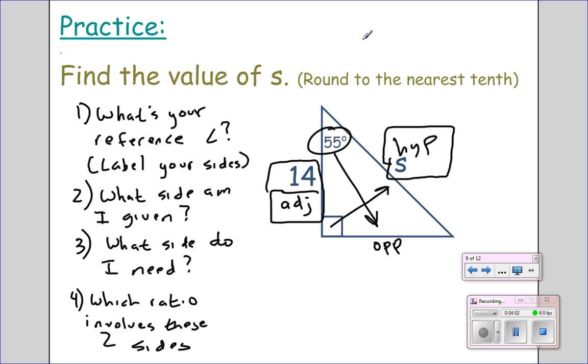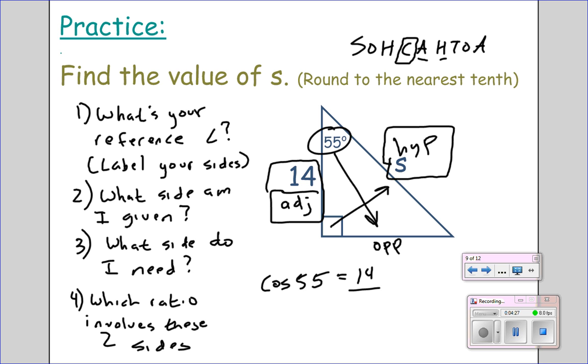Well, if you think SOHCAHTOA, you have the adjacent and you need the hypotenuse. So what has an A and an H in it? No, that's an O. A, H. Oh, there we go. So we're going to use cosine. We're going to say cosine of 55, because that's your angle. So cosine 55 equals the adjacent, which is 14, over the hypotenuse, which is S.